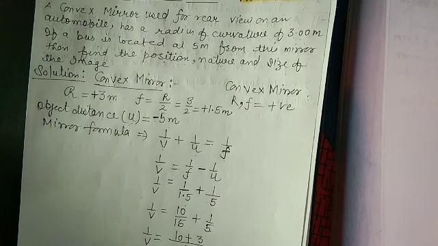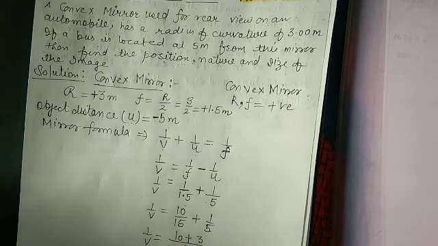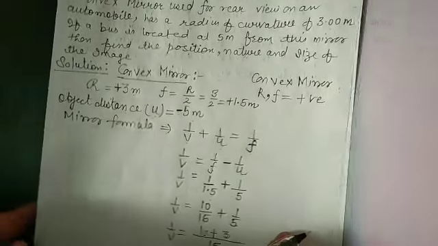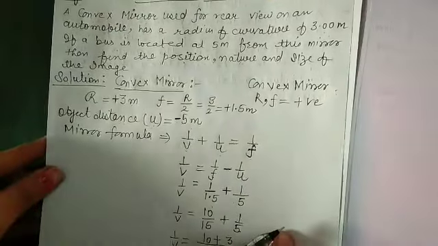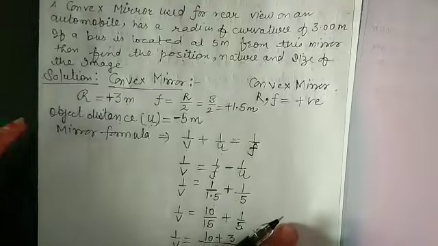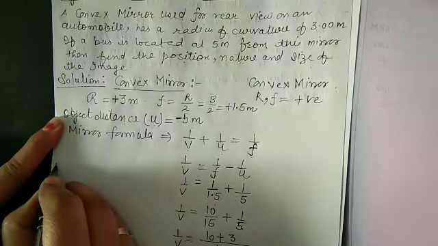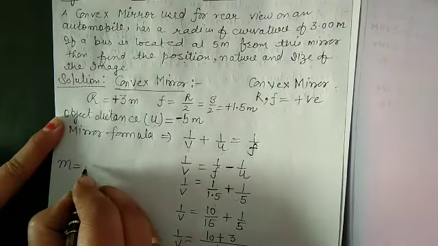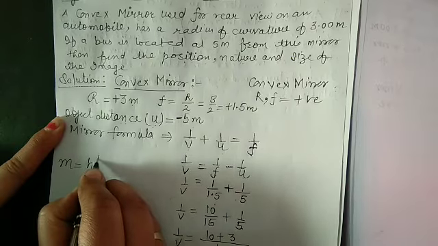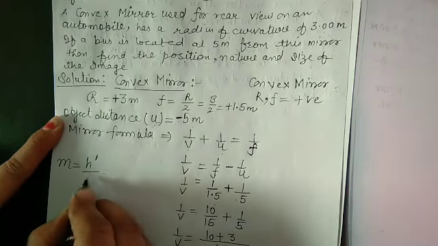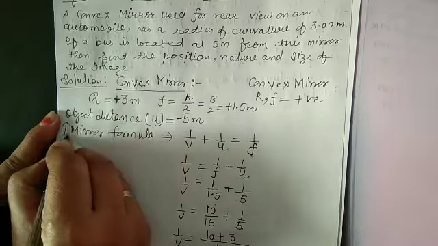Was the size of the bus, that is the size of the object, given to you? No, it was not given to you, so you can't calculate it in a proper way. But in terms of magnification, whether it will be smaller or larger than the object, you can give an estimation. So what is magnification? Magnification is equal to height of image upon height of object. That was step number 1.